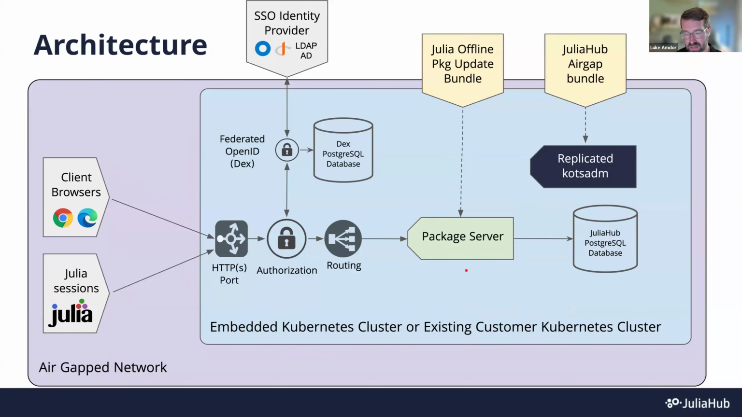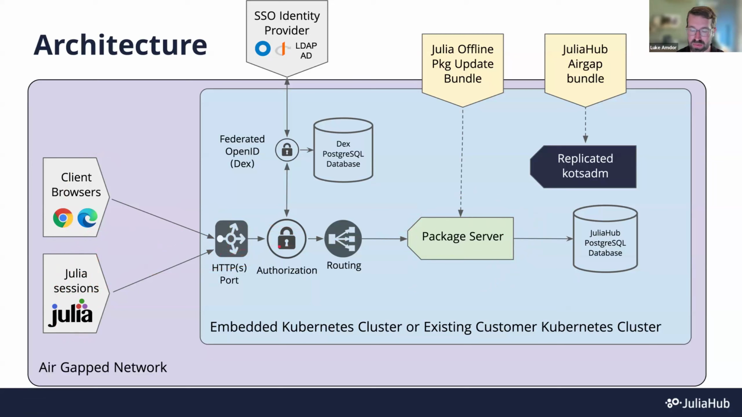Within that Kubernetes cluster is the package server, basically. And it is multiple containers. They all run there. And that is exposed out via just plain HTTP and HTTPS. It's fully dependent on how you configure it. And then on your workstations that are within the air gap, the browsers can connect to that port. All Julia sessions, all Julia REPLs can then get configured to talk to it as well.